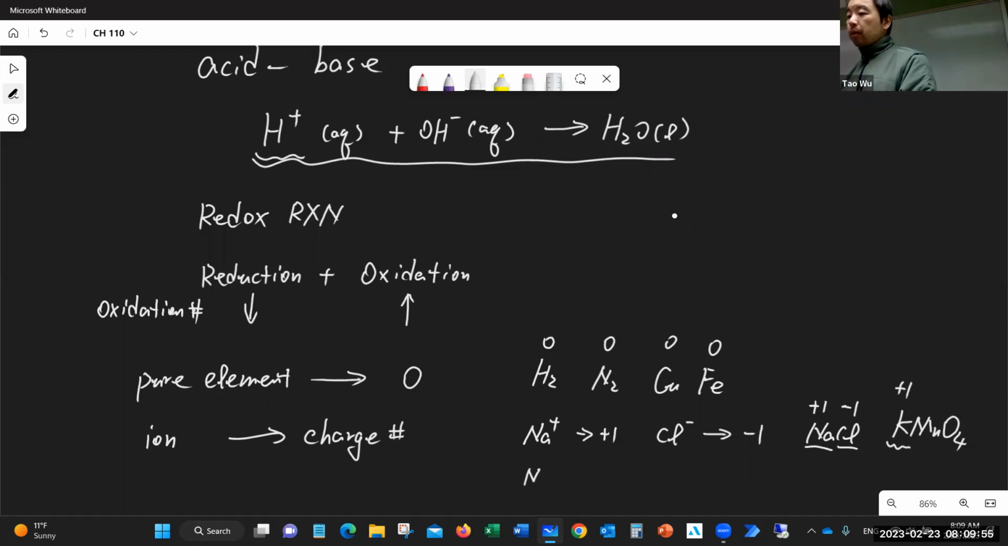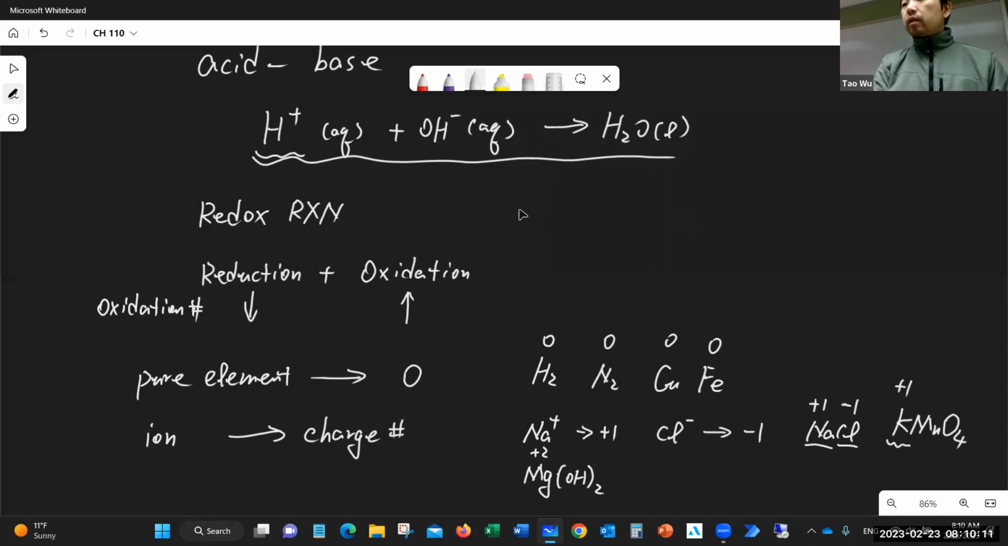And you will talk about the oxidation number for magnesium hydroxide. Well, again, magnesium is an ion, right? The 2A group. So magnesium here is +2 for the oxidation number.